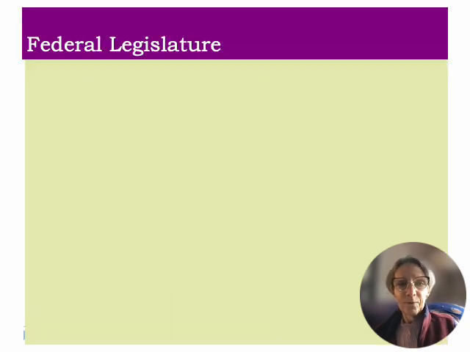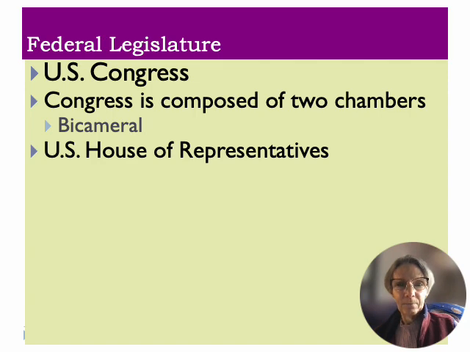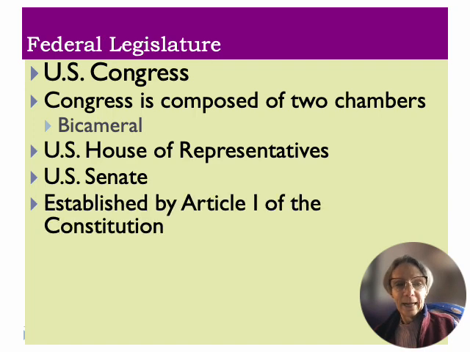Okay, so the federal legislature, the federal lawmaking branch, otherwise known as the United States Congress. Now, as you all know, Congress is composed of 2 chambers. It is a bicameral legislature. If it were unicameral, there would be 1 chamber. If it was tricameral, there would be 3. But this is bicameral, and we know why from earlier in the semester when we were talking about the compromises at the Constitutional Convention. And so the United States Congress is comprised of the U.S. House of Representatives and the United States Senate.